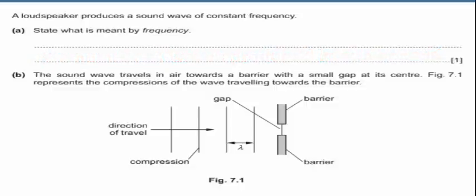the sound wave travels in air towards a barrier with a small gap at its center. Figure 7.1 represents the compressions of the wave traveling towards the barrier. So we have the direction of travel like this. Then here we have the wavelength, which is represented by the lambda. Whenever you see this symbol, this one is called the lambda. Okay, so here we have the barrier.